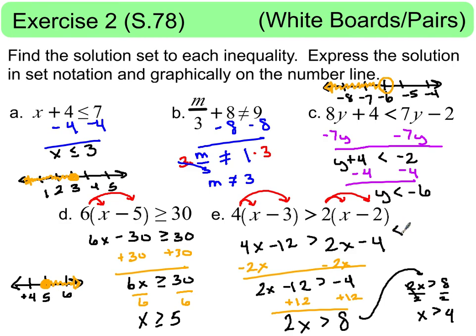So again, that last number line, we have a 4, put a 5 here, and a 3 here. So what will that number line look like? Well, it'll be an open circle. x is greater than 4, and so we'll shade everything to the right.